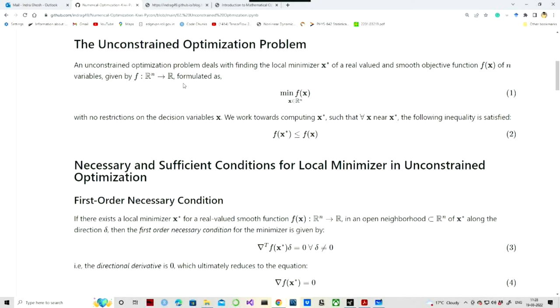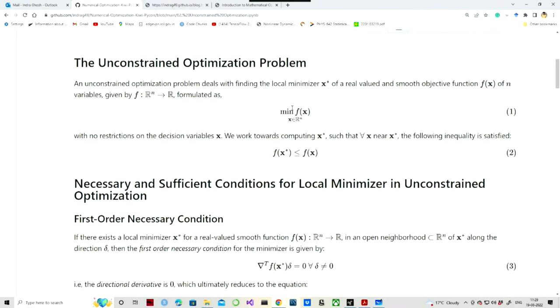So unconstrained optimization. An unconstrained optimization problem deals with finding, as I said, the local minimizer x star of a real valued and smooth objective function f of x of n variables, which is formulated as this. We minimize f of x, where x lies in this n-dimensional Euclidean space. But as we are not giving any restrictions to this optimization problem, it's called unconstrained.